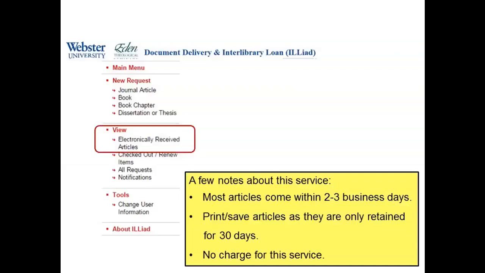You will click the Electronically Received Articles link to the left under View to go to a page where you'll see the article you requested. Note that most articles come within 2 to 3 business days, Monday through Friday. Make sure you watch for our email and then go in and retrieve your article once you've been notified that it's available. We only keep articles for 30 days before we delete them. The library pays all costs for this service, so no additional charges are passed on to current students, faculty, and staff.